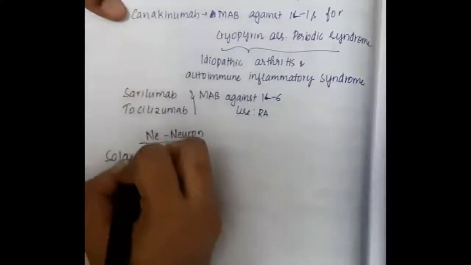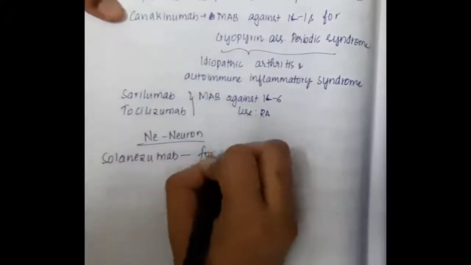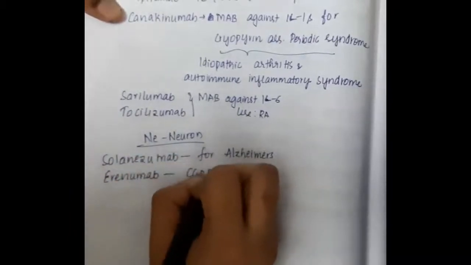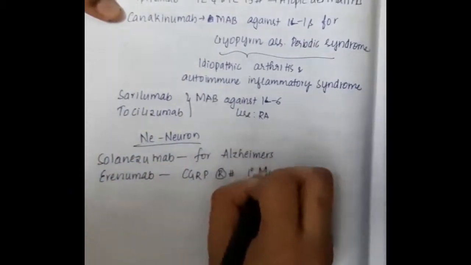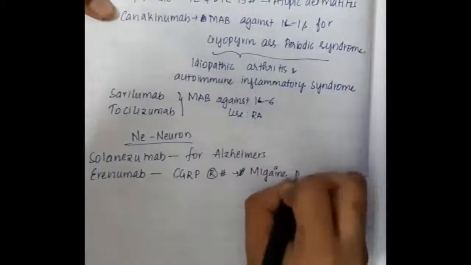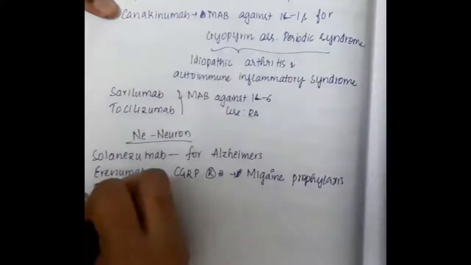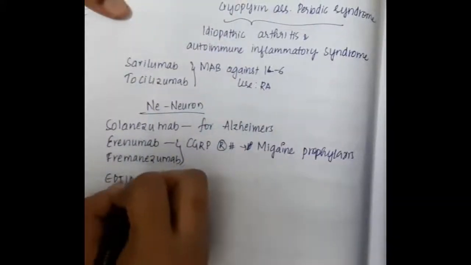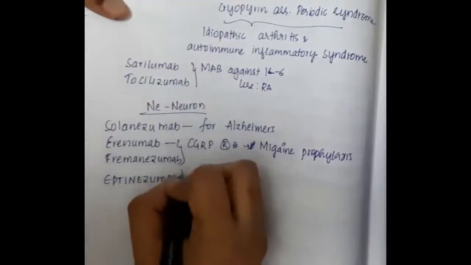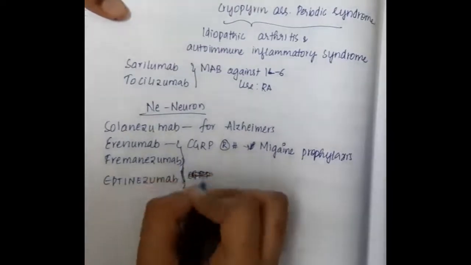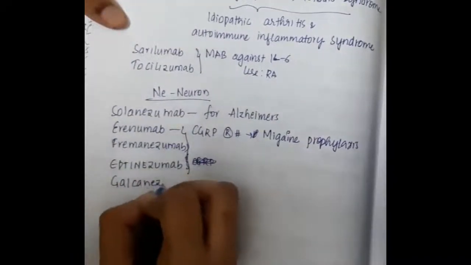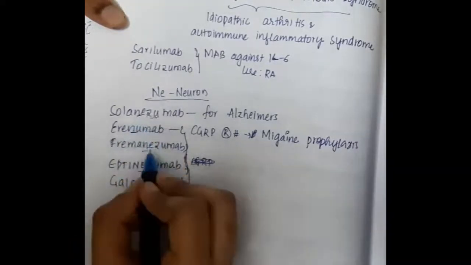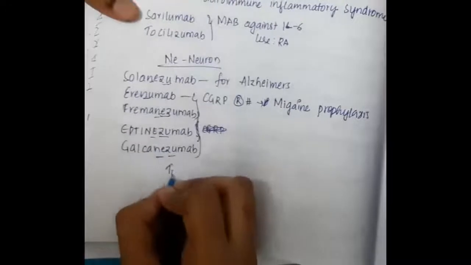Then in NE for neuron, we have solanezumab, which is used for Alzheimer's disease. Erenumab, where CGRP receptor blockers are used for migraine prophylaxis. And we have fremanezumab and eptinezumab and galcanezumab. All these are CGRP blockers which can be used in migraine prophylaxis.